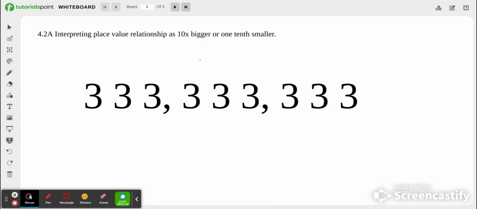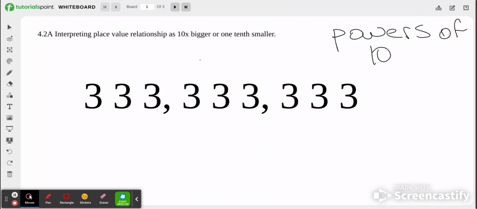Today we're going to be looking at TEK 4.2a, and that says interpreting place value relationship as 10 times bigger or 1/10 smaller. So in class, we have been talking about the powers of 10. And every time you multiply something by 10, you add a 0. And it gets 10 times bigger. It moves to the left one place value.